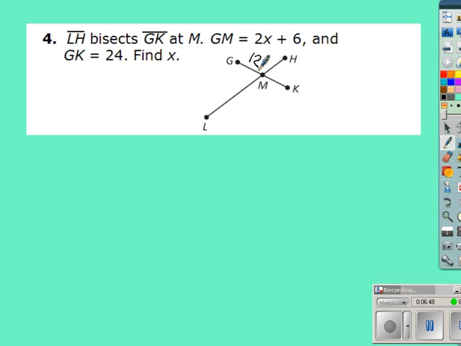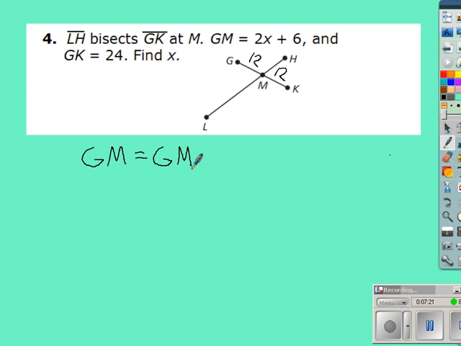Same thing from M to K. M to K has to be 12 because it goes right down the middle, and GK is 24. Now I'm going to do something a little bit fancy here. I'm going to write down GM equals GM. That line segment GM has to be equal to itself because 12 equals 12. Okay, I hope you can follow me on that part at least. GM equals GM.